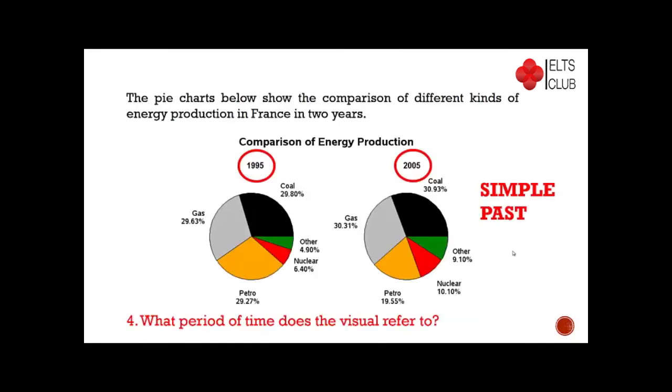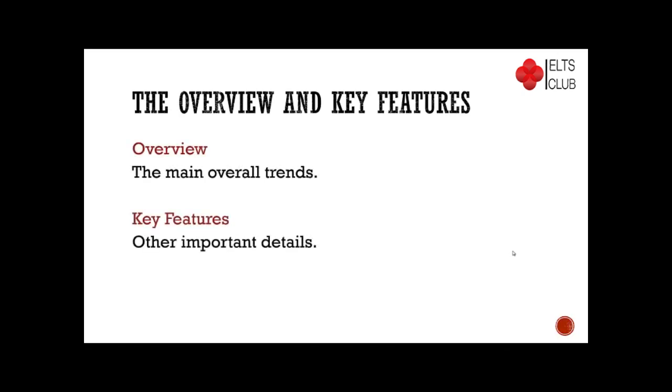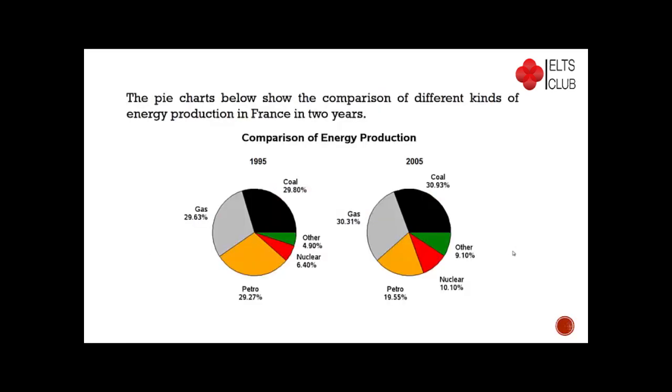Now we have to take a closer look at the chart in order to identify the key features and the overview. The overview shows the main trends, while the key features are other important details. Remember that in task 1, you don't have to write every single detail. Let's go back to our example.